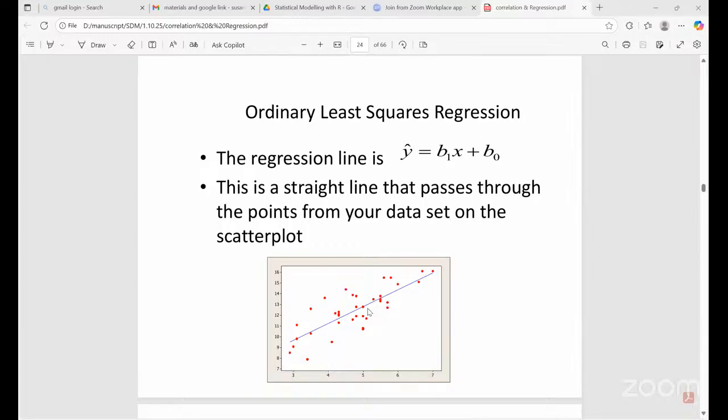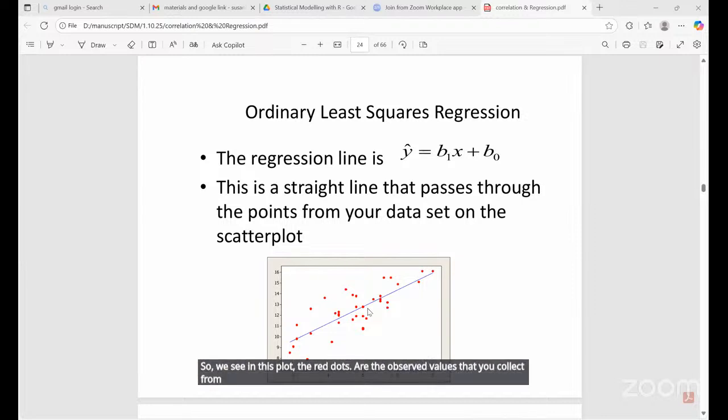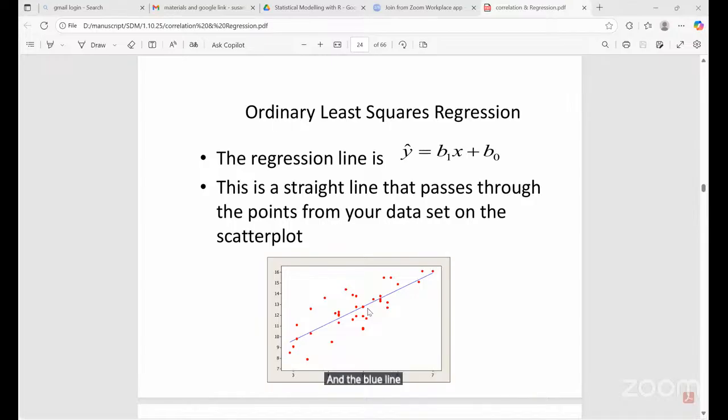So we see in this plot, the red dots are the observed values that you collect from the field, and the blue line is the regression line, which has been superimposed onto the red. We see that not all of the red points touch the blue line, and the difference between the red point and this line here is called the residual.